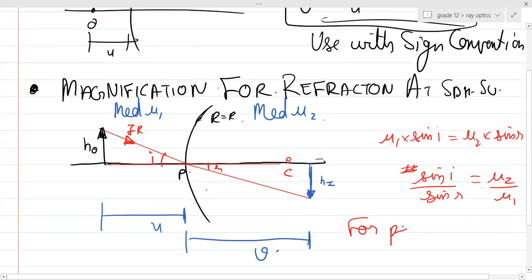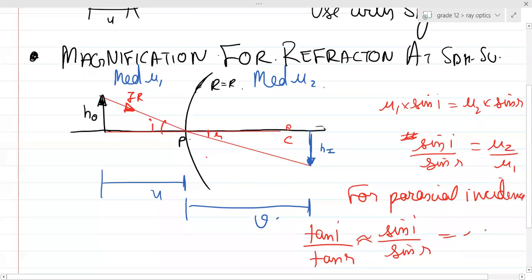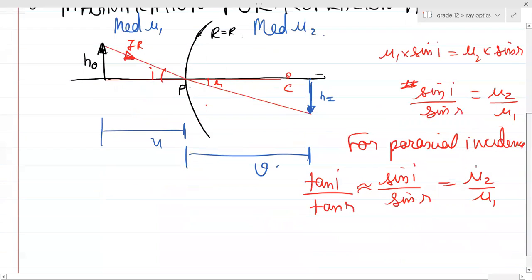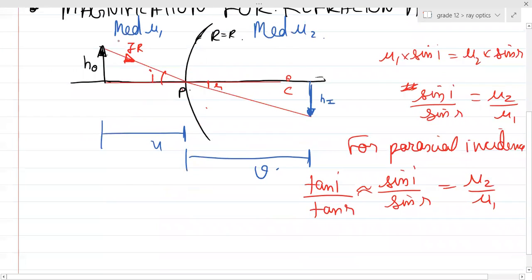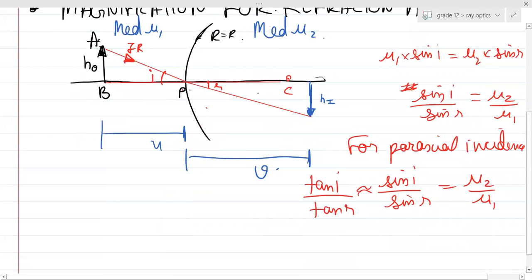And if I say for paraxial incidence, for near normal incidence or paraxial incidence, can I say sin I upon sin R will be approximated to tan I upon tan R as well, right? Can I use the small angle approximations over here? And can you see two triangles over here? Let's name the object as AB, and let's name the image as A dash B dash.